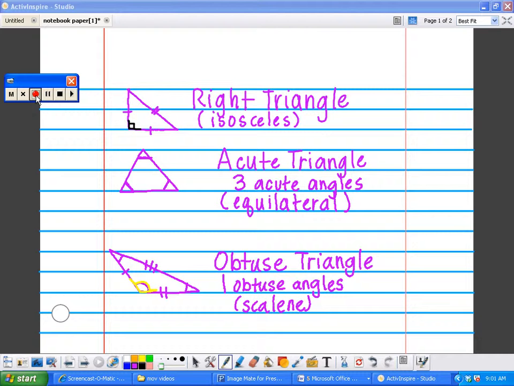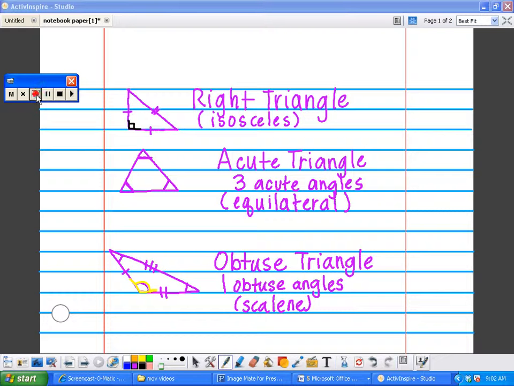Okay, so now we know by looking at only the sides, what are the 3 names we can give a triangle? Equilateral, isosceles and scalene. Now by looking inside a triangle at their angles, we can call them right, acute, and obtuse. So all triangles have how many names? 2. I can look at their sides and give them a name, and I can look at their angles and give them a name.